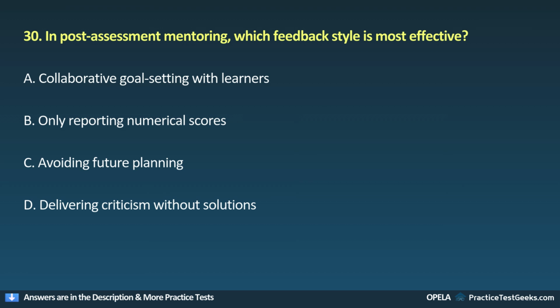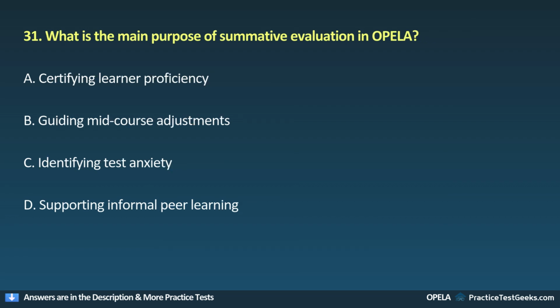30. In post-assessment mentoring, which feedback style is most effective? A. Collaborative goal setting with learners. B. Only reporting numerical scores. C. Avoiding future planning. D. Delivering criticism without solutions.